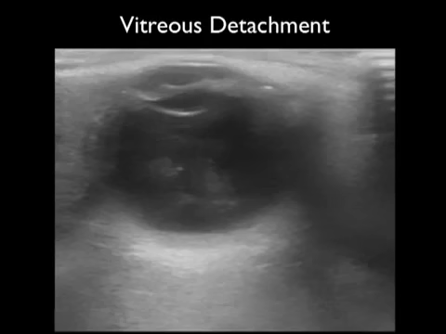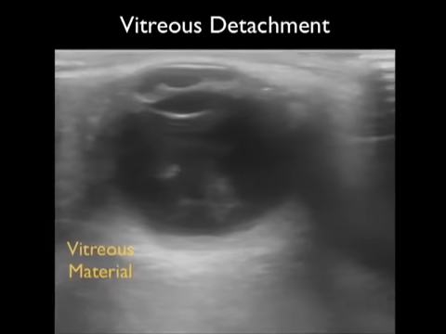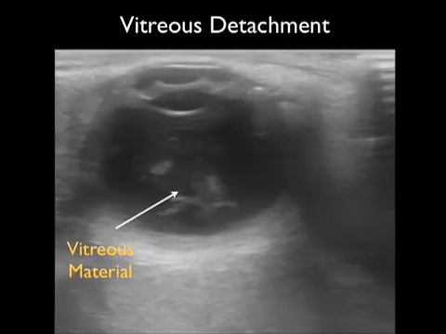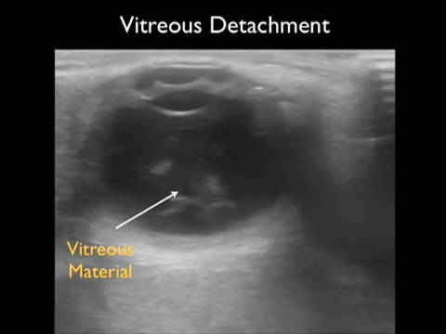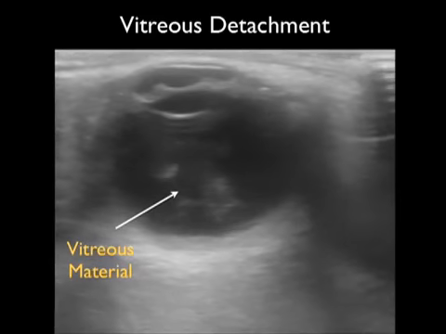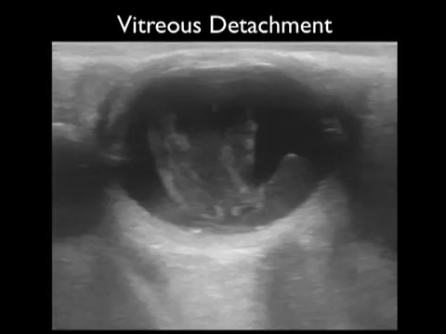This ultrasound was taken from another patient with painless loss of vision, and again, looking into the vitreous body, we see vitreous material present within the posterior aspect of the eye. This is the classic appearance of vitreous detachment. All that vitreous material has accumulated there within the posterior aspect of the eye, leading to vision loss and prominent speckles or floaters as the patient looked from side to side.